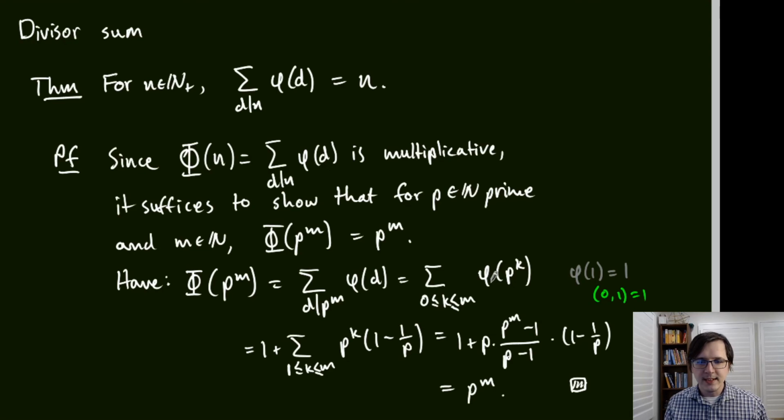Also, for p to the k for k from 1 through m, we can just apply the formula that we calculated before. Then we can use the fact that we can pull the 1 minus 1 over p out of the sum, like so, by distributivity. And then this is a geometric series. We can also pull a p out because it starts at 1, and then use the geometric series formula. So we get this expression, which we can reduce to p to the m, and there we go. That shows what we wanted to show, and by multiplicativity, we get this equality.